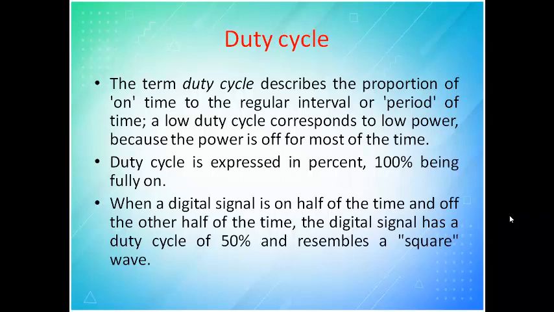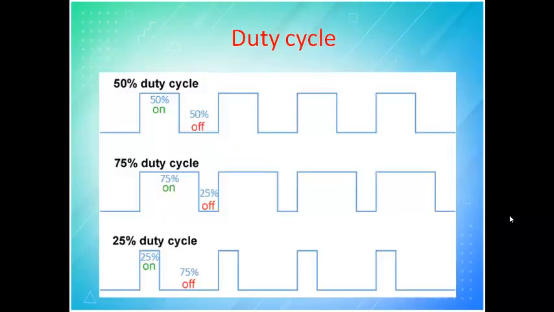So what we will usually do is the duty cycle will be varied only from 10 to 90, or a maximum of 95. Okay, when a digital signal is on for half of the time and off for the other half, then the digital signal has a duty cycle of 50%. So if T on and T off are the same, then it is operated at 50%, which will be like a square wave.